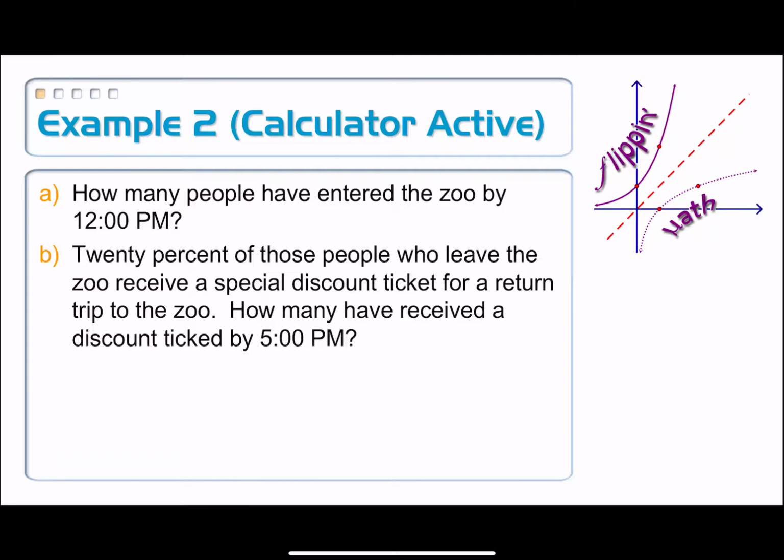So let's look at each one of these parts. Part A, how many people have entered the zoo by 12 p.m.? So 12 p.m., I guess that'd be 4 hours after they open. Part B, 20% of those people who leave the zoo receive a special discount ticket for a return trip to the zoo. How many people have received a discount ticket by 5 p.m.? Interesting, all right?